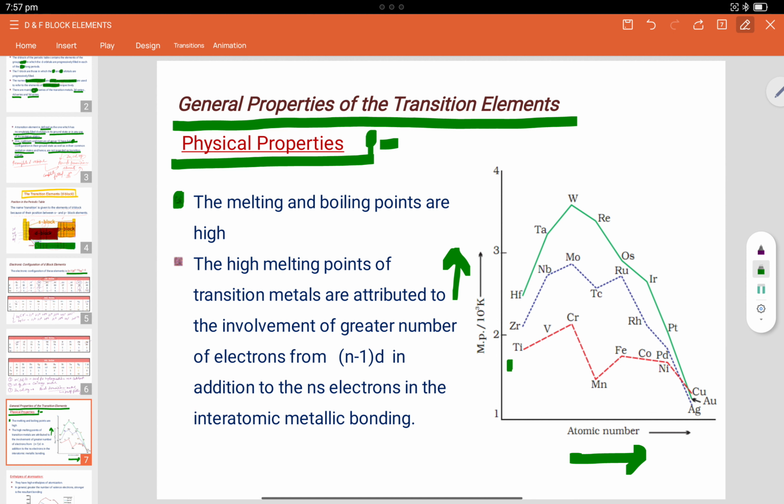The first series is called the 3d series, then 4d series and 5d series. Tungsten has the highest melting point in the whole d block. And you know, the filament of a bulb is made of this tungsten metal. The high melting point of transition metals is attributed to the involvement of a greater number of electrons from (n-1)d in addition to the ns electrons in interatomic metallic bonding. So this is the melting point concept.